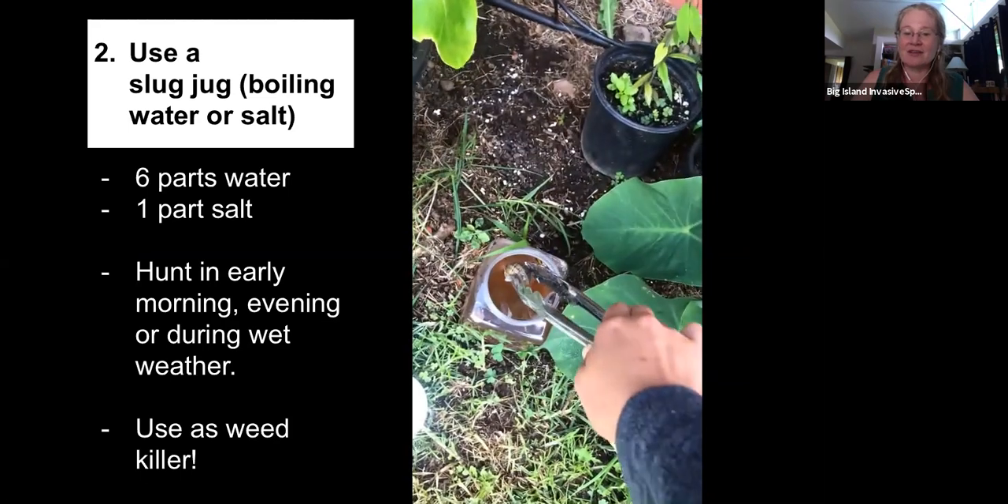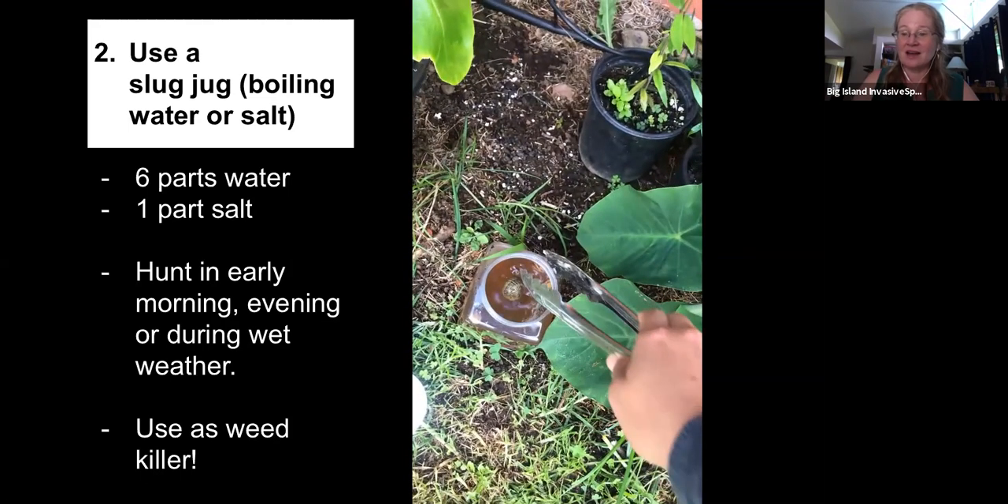And I have a slug jug. I've been using salt water, although recently, like I said, a mycologist made me feel a little guilty about this. So I'm going to try using some boiling water next time, see how that works out. And really just putting those things into that jug. Whether you pour boiling water over it or you throw it into the very, very salty water, 6 parts water, 1 part salt, whatever you're using, that's going to be a great way to get rid of them.